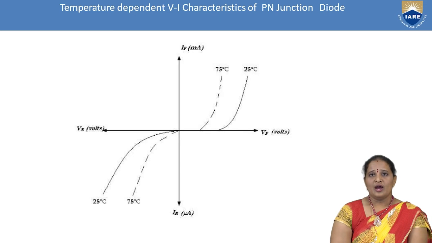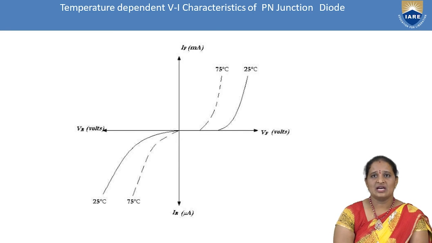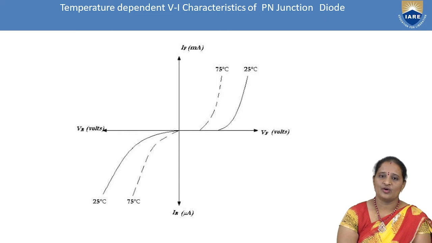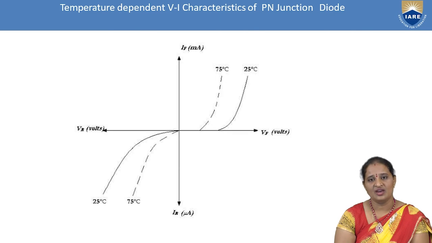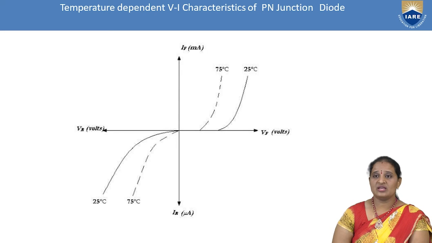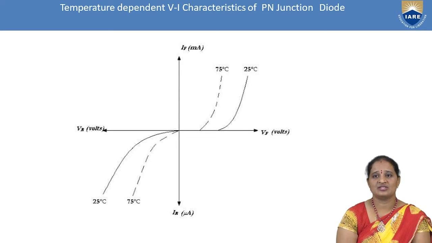So, next up, we'll discuss what is the relation between the temperature and the VI characteristics of a PN junction diode. How the temperature is affecting the VI characteristic curve. So that is a topic. So here, let us observe these VI characteristics.